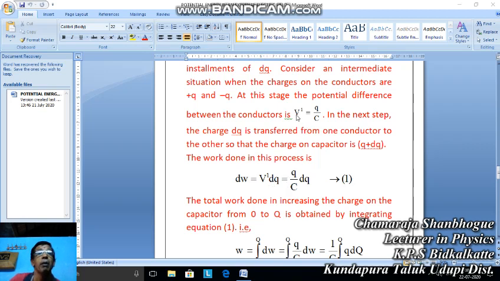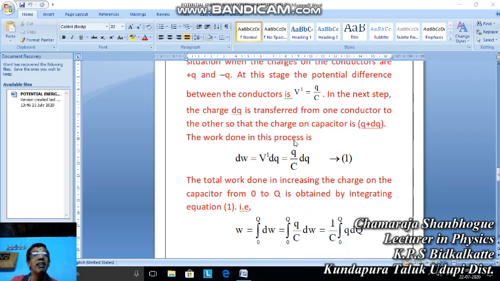But already we know from the principle of capacitor, q is nothing but C into V', where C is the capacitance of the capacitor. So V' becomes q by C. dW is equal to q by C into dq. The total work done in increasing the charge on the capacitor from uncharged condition to maximum charge condition. Uncharged condition is 0. Maximum charge condition is Q, obtained by integrating the above equation.